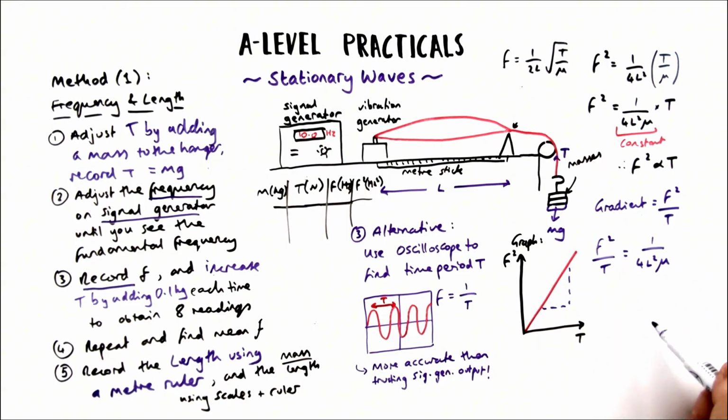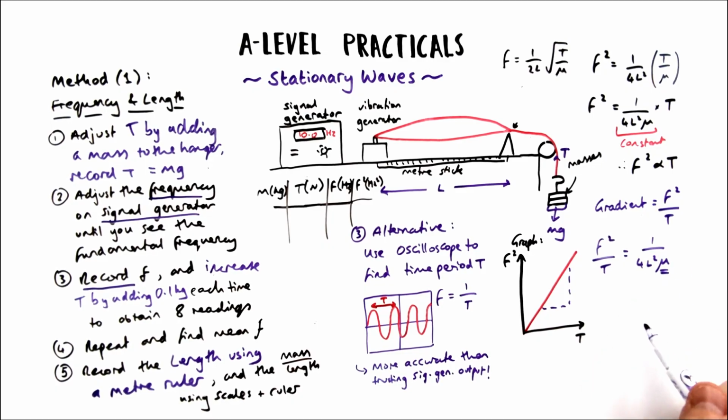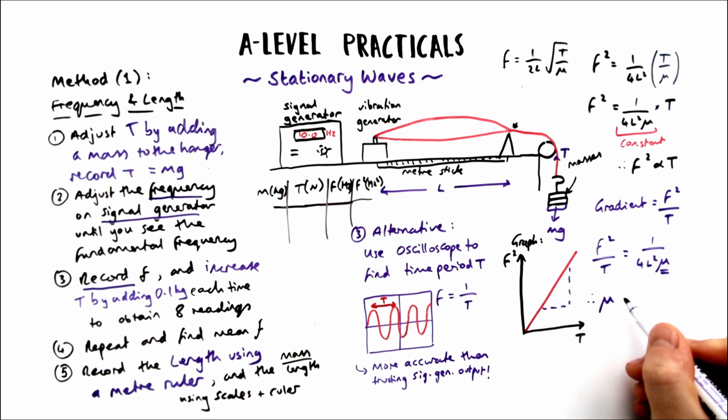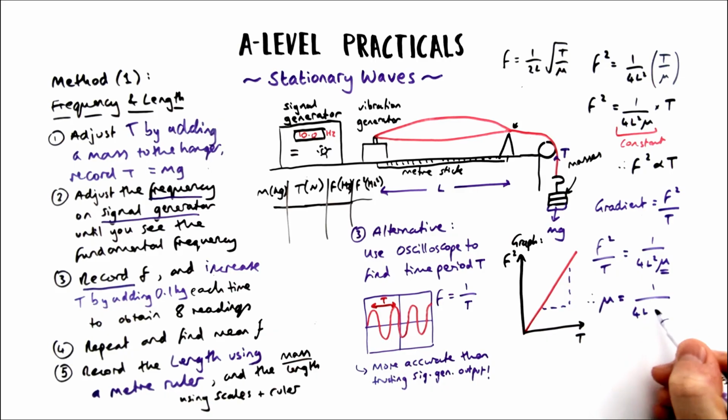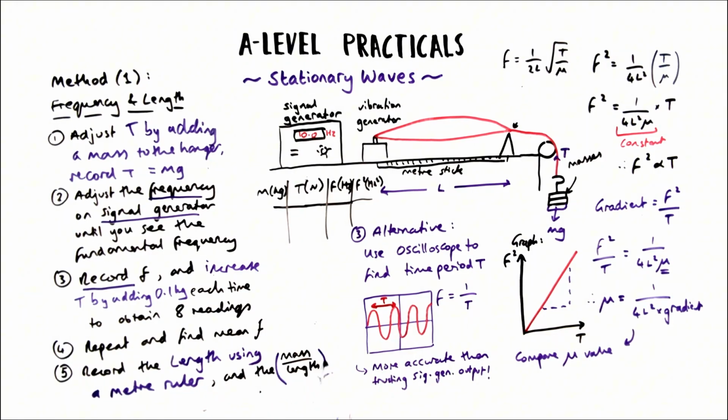So this time, if we wanted to do the mass per unit length calculation, we'd switch places with the f squared over T, and we'd find that mass per unit length is equal to 1 divided by 4L squared times by the gradient, or f squared over T. And with this practical, you could then compare the value you've just calculated from your graph to the measured value, so the actual mass of the piece of string divided by its length. Again, see how close they are, calculate a percentage difference.